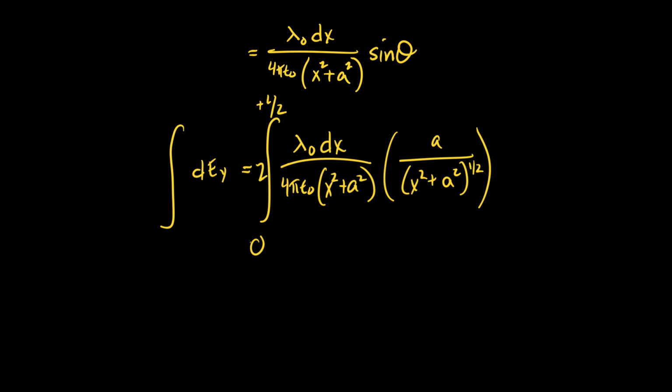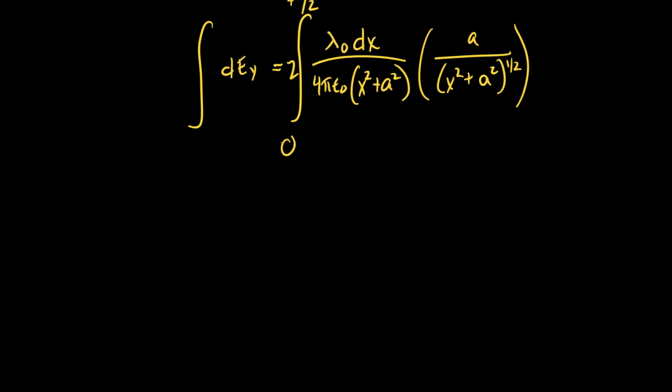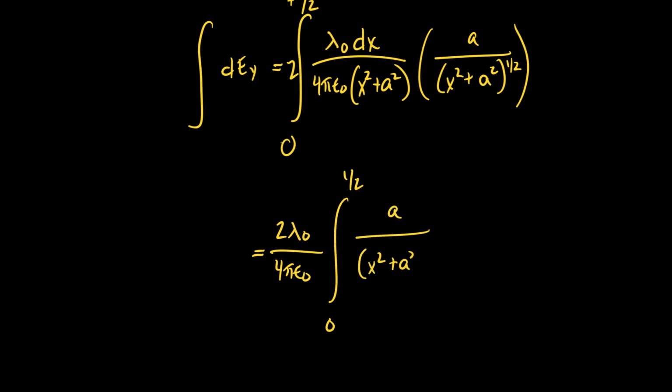But I will say that it would make me happy if you knew what things you should take out, what things you should leave in there. So taking out the 2, the lambda, the 4 pi epsilon naught, and leaving inside the integral a over x squared plus a squared to the 3/2. Because if you look this up on an integral table, you need a there. Promise. And because it's going to be in the antiderivative.